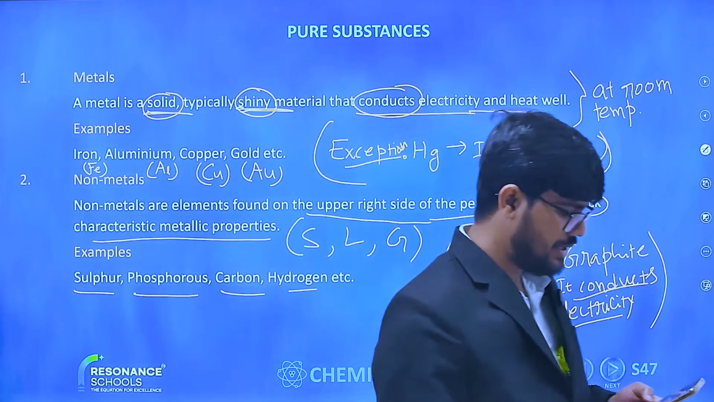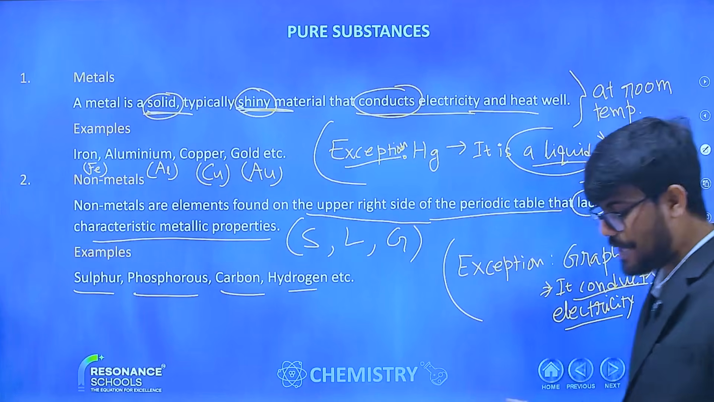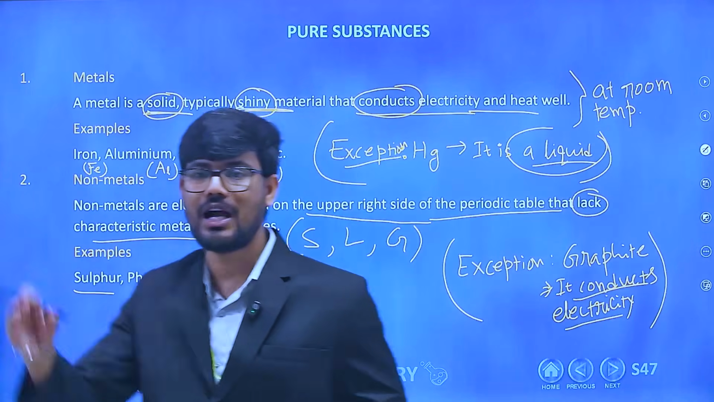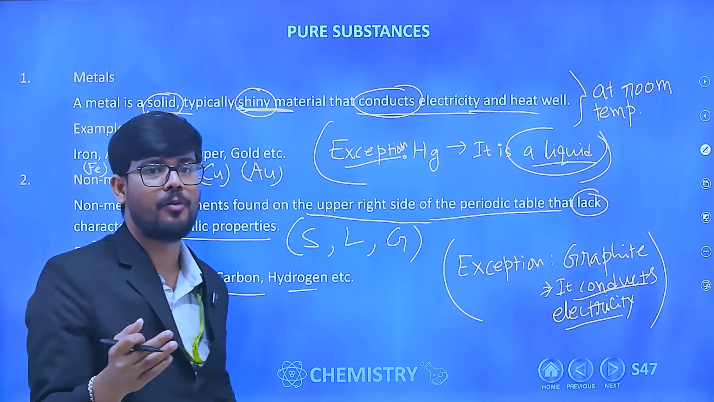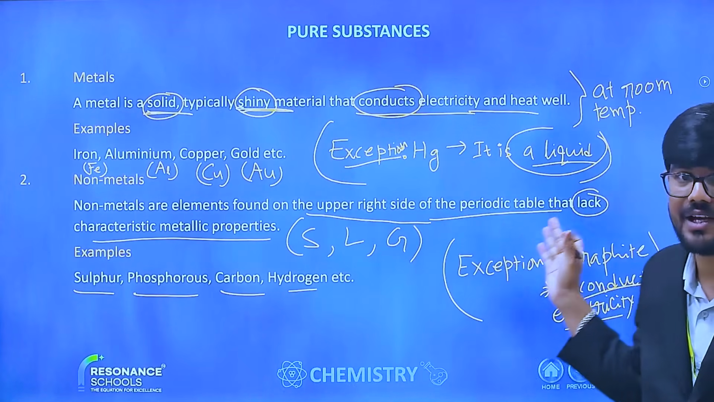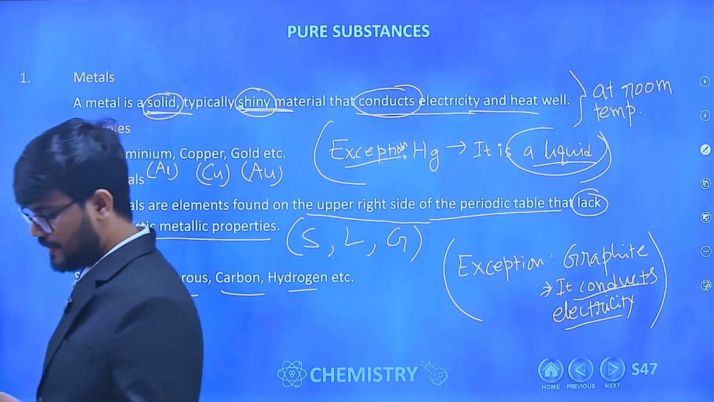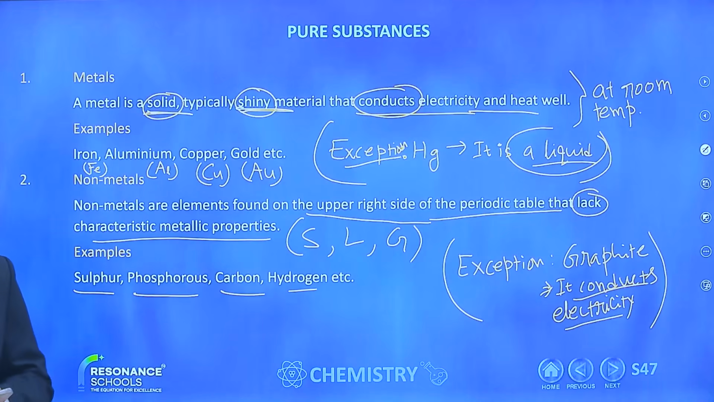Yes, Nishit, very good. Nishit is saying graphite is a type of carbon. Very good. So carbon has different forms. Like diamond is also carbon, and this graphite is also carbon. So different forms.